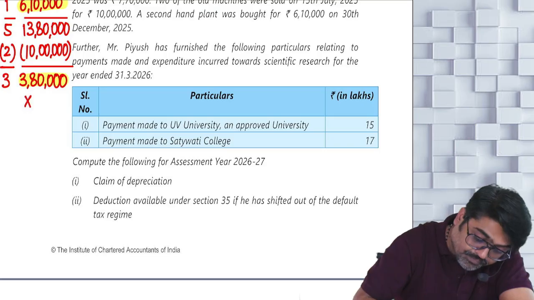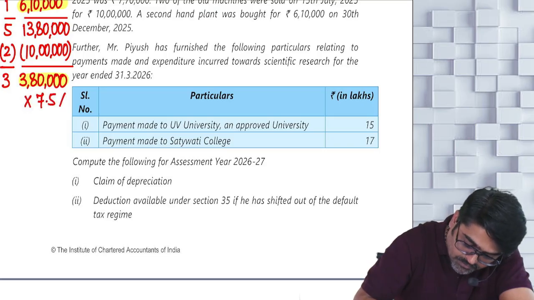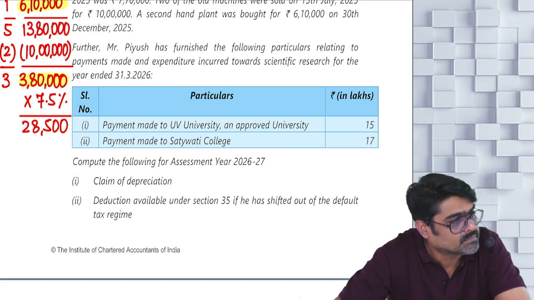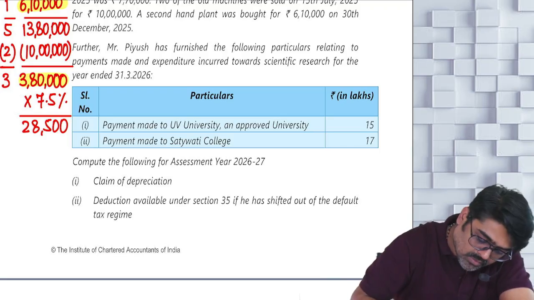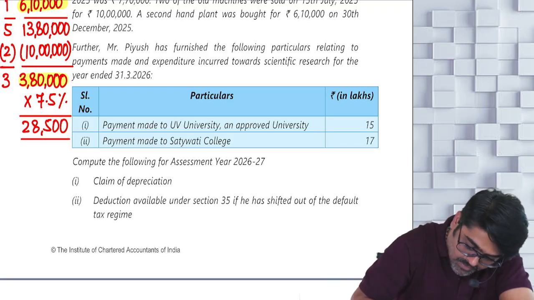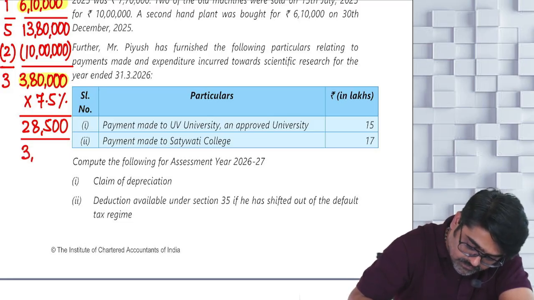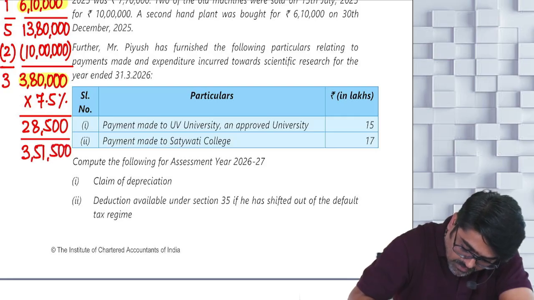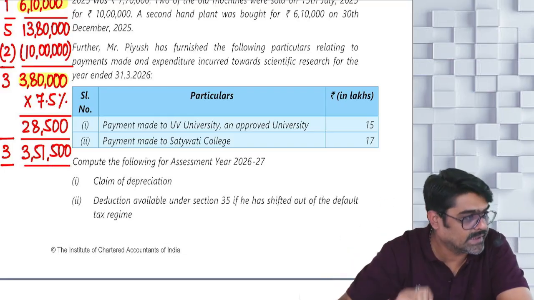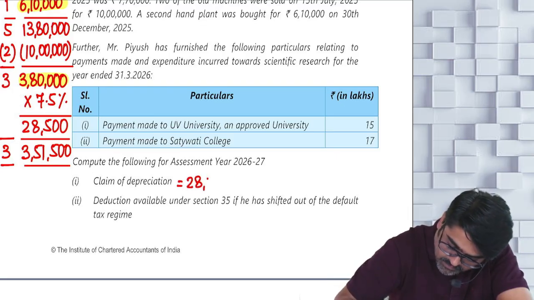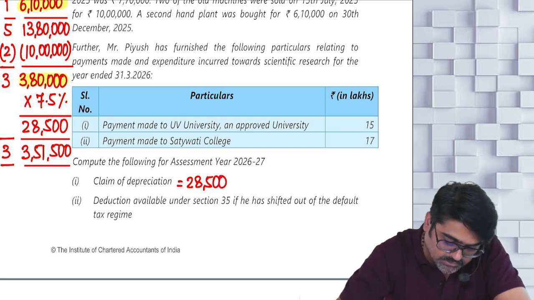So into 7.5%, tell me how much? 28,500. That will be the depreciation for this year. Understanding? So what will be the closing WDV? 3,80,000 minus 28,500 will be 3,51,500 and the block will have 3 machines. This will be the closing WDV and will become opening in the next year. So you are supposed to calculate the claim of depreciation. How much is the claim of depreciation this year? 28,500. Understanding or not? Yes or no?